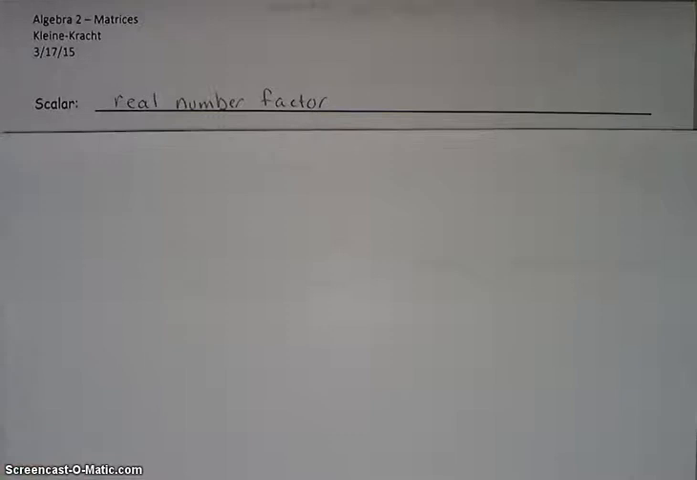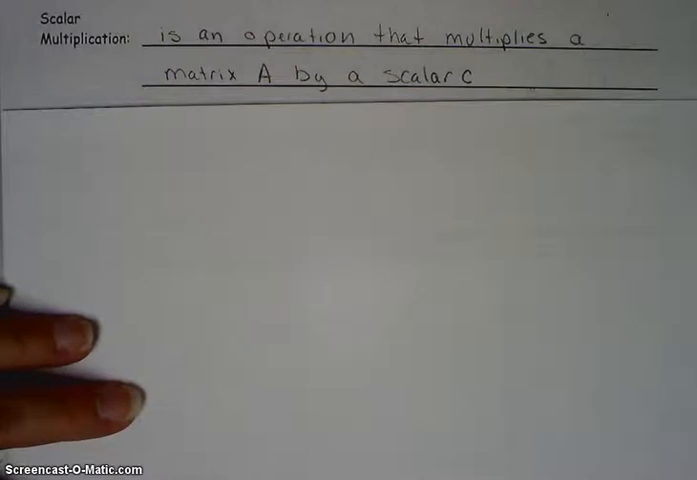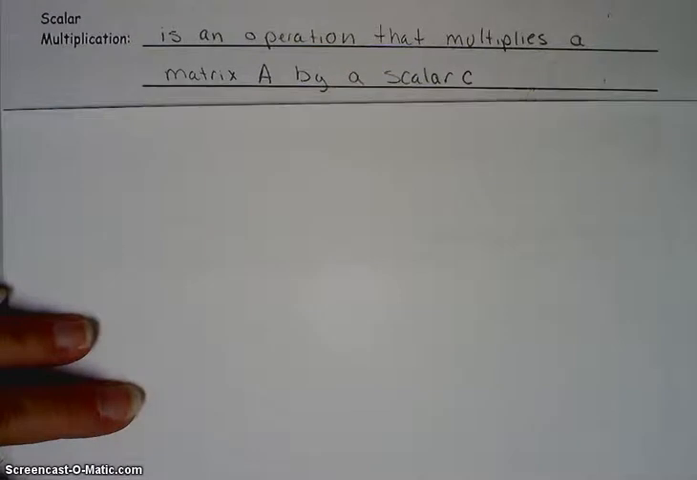Okay, good evening class. Tonight we're going to take notes on scalar multiplication of matrices. And the first definition we're going to look at is a scalar, and a scalar is a real number factor. The second definition we're going to look at tonight is scalar multiplication. And scalar multiplication is an operation that multiplies a matrix A by scalar C.